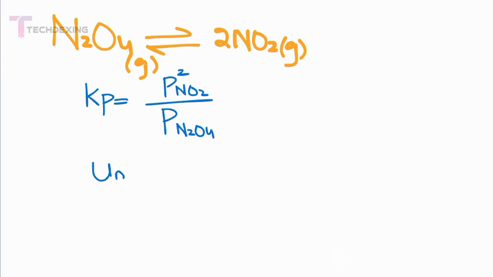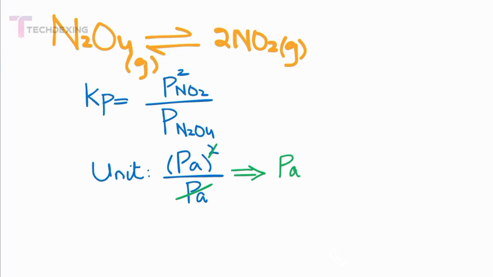So if I want to write the units for this Kp, I would write Pascal squared, and then Pascal in the denominator. The Pascal would be cancelled with one of the squares, and the unit of this Kp would become Pascal.